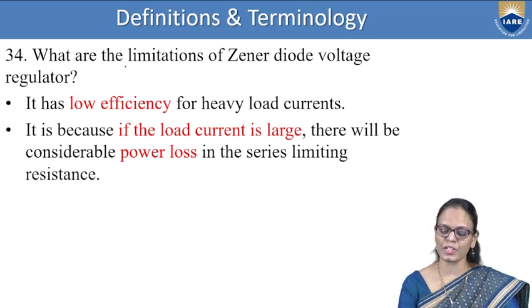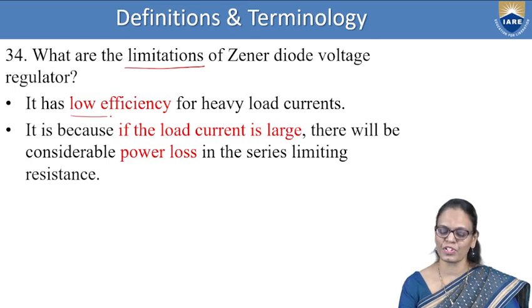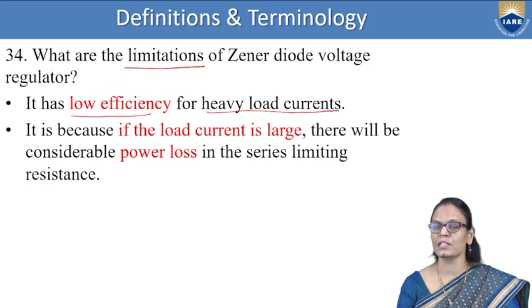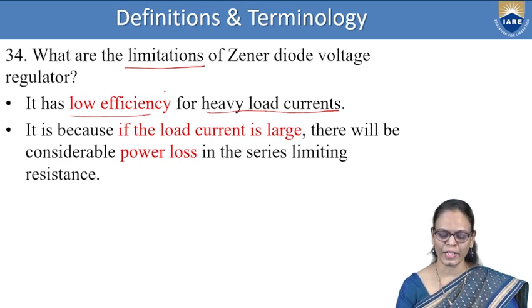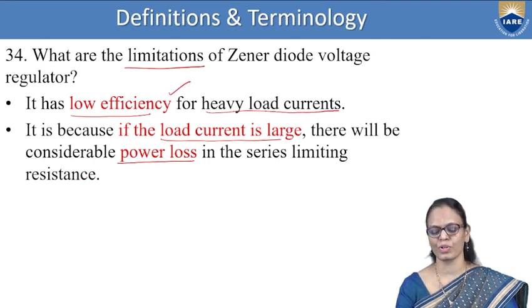Now, what are the limitations of a Zener diode voltage regulator? It has low efficiency for very heavy load currents. That is why most of the time we use it in small circuits. For heavy load currents it has very low efficiency. Why is it so? Because if the load current is large, there will be considerable power loss in the series current limiting resistance, so the efficiency also decreases.